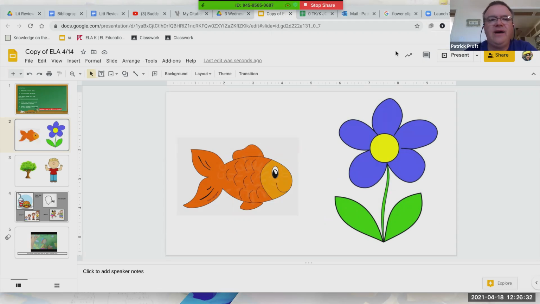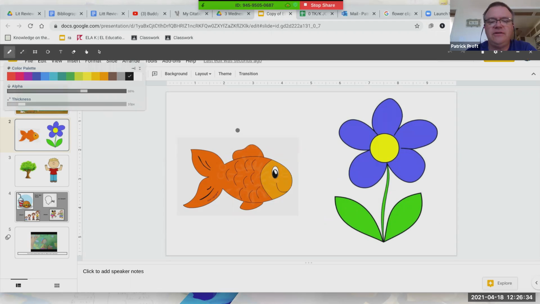Thing one, I have a fish. Thing two, I have a flower. Now we know that fish and flowers are both alive, right? Or fish and plants, I should say. Fish and plants are alive because they have certain things in common.